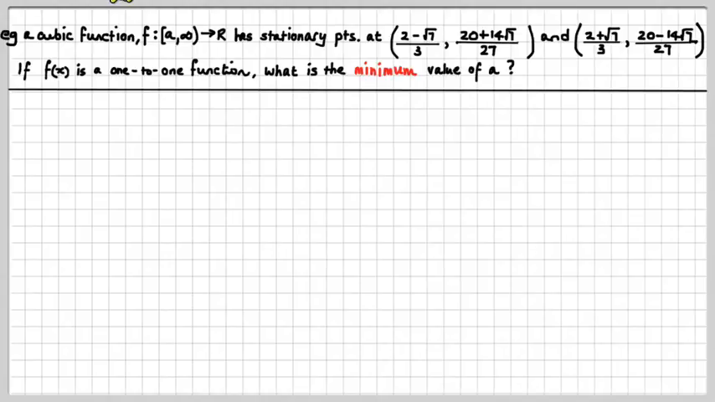So what have we got? We've got a cubic function, which they don't even tell us what it is. Well, actually, I made up this question, so I'm not even telling you what it is. It's a function such that the domain from a, including a, up to positive infinity maps onto its corresponding real counterparts, and has stationary points at this ghastly looking point and this equally ghastly looking point. They're the stationary points, the local max and min. Now, what we're saying here is, if f of x is a one-to-one function, what is the minimum value of a?